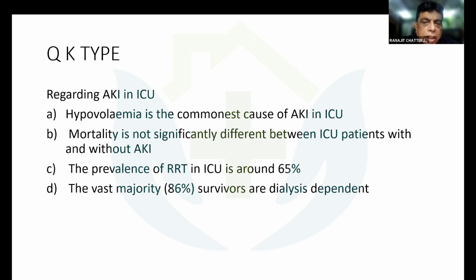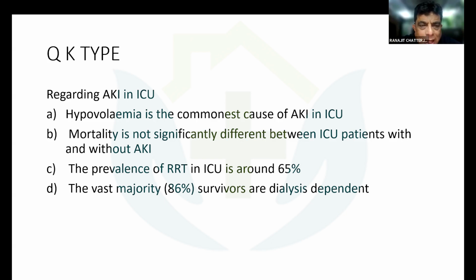So you can also get a question like this. This is a general question on acute kidney injury. Hypovolemia is the commonest cause of acute kidney injury in the ICU. Is it true or false? Mortality is not significantly different between ICU patients with and without AKI. The prevalence of RRT in ICU is around 65%. And the vast majority of the survivors are dialysis dependent.